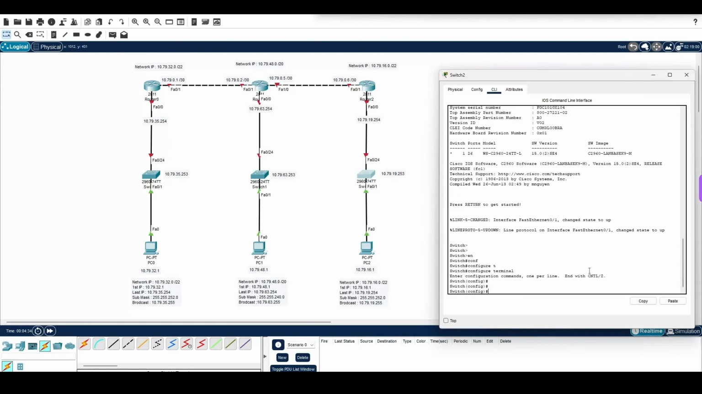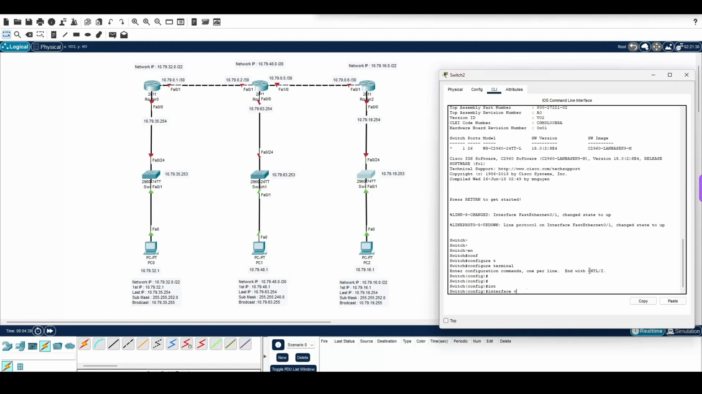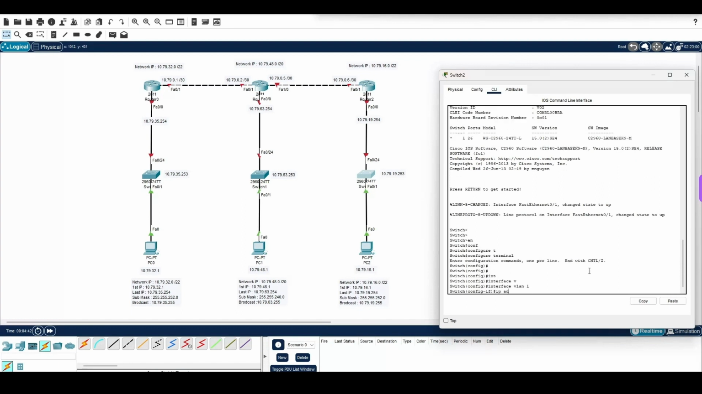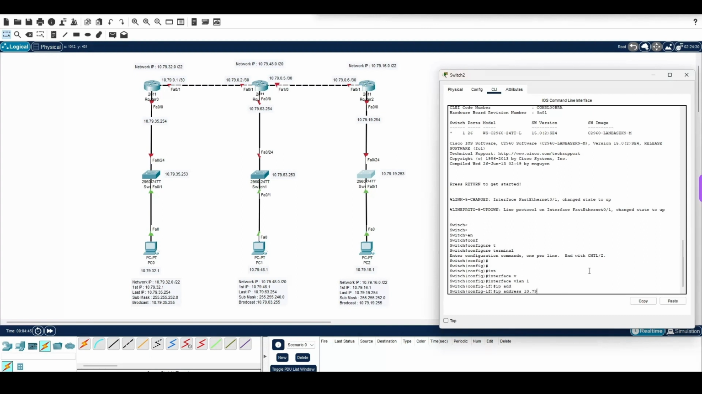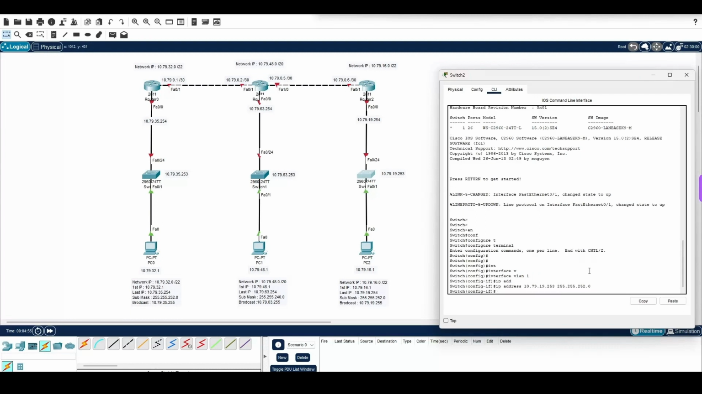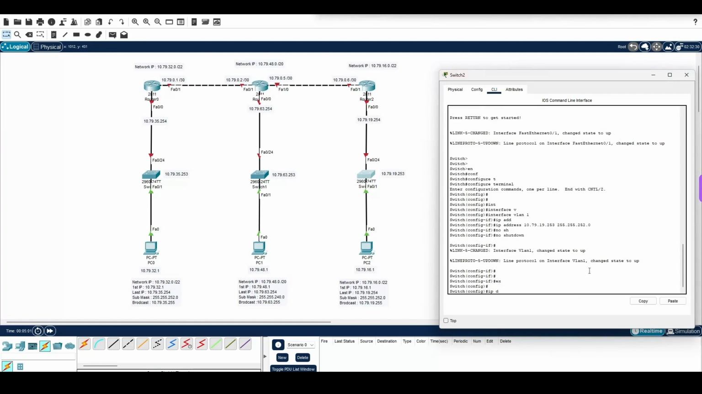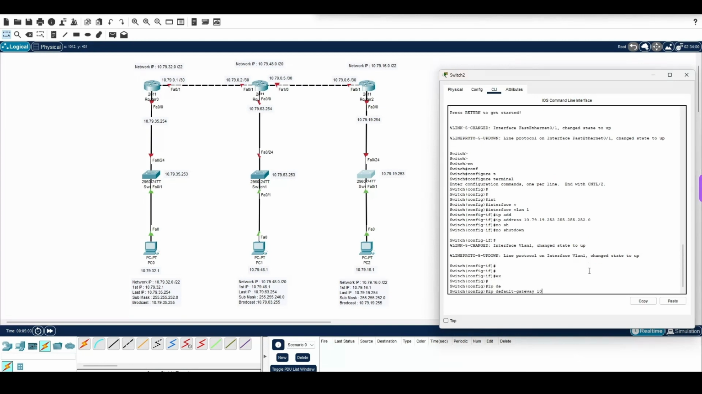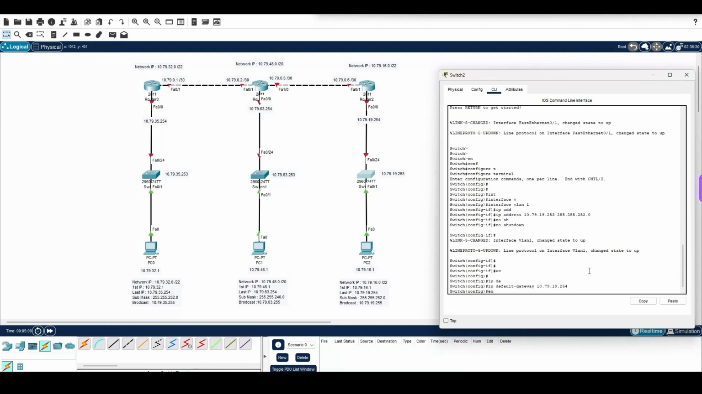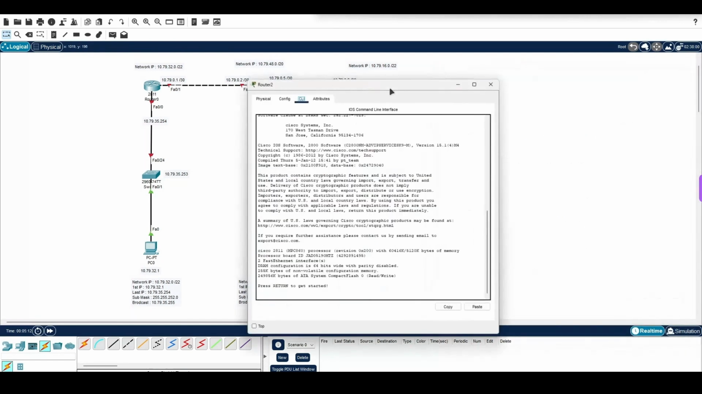Let's first give it an IP. Interface VLAN 1, IP address, its IP address is 253, 255.255.252.0. I remember we need to give it the default gateway. And that's it with the switch. Let's go and configure the router.